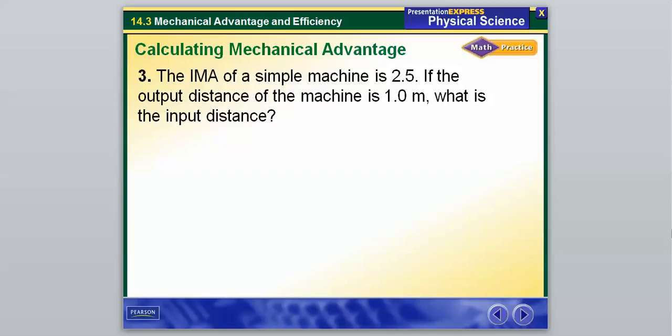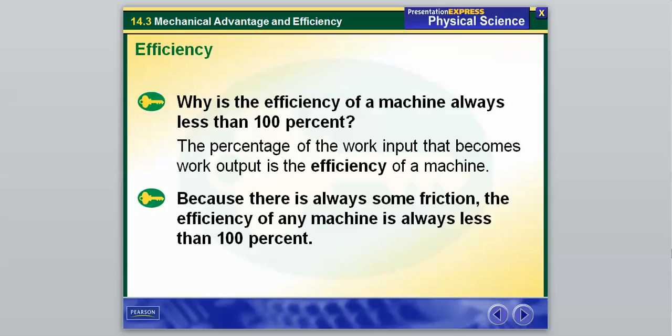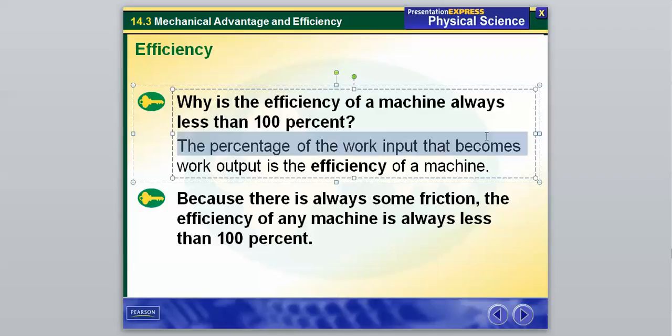And so to wrap this up, we've covered actual mechanical advantage and ideal mechanical advantage. Now we're going to deal with efficiency. So efficiency of a machine, one of the big key ideas is that it is always going to be less than 100%. The percentage of work input that becomes work output is the efficiency of a machine. So that's our actual definition, so make sure you have that written down.